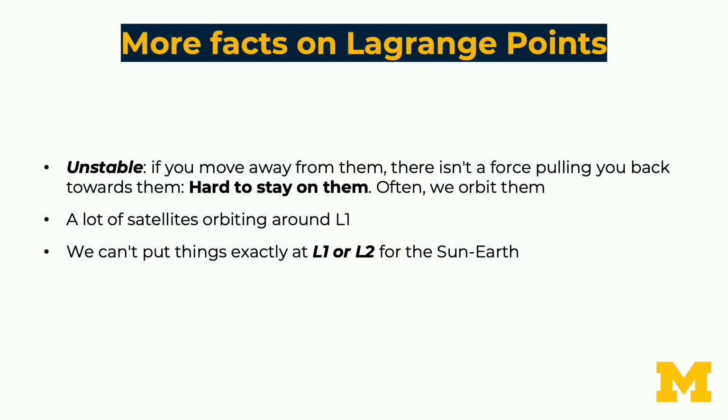So more facts on Lagrange points. They are unstable. It basically is a point where there's no force or a balance of forces at that exact point. But if you go off it a little bit, you'll actually move away from that point. And so it's actually really hard to stay on them. So we actually orbit them. And so we're never actually at the actual Lagrange point. We orbit around those Lagrange points.